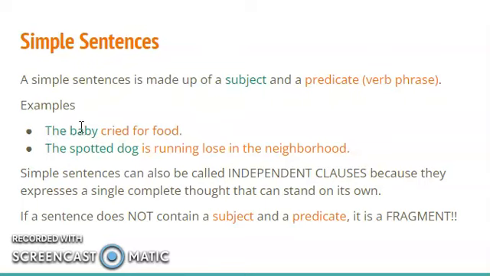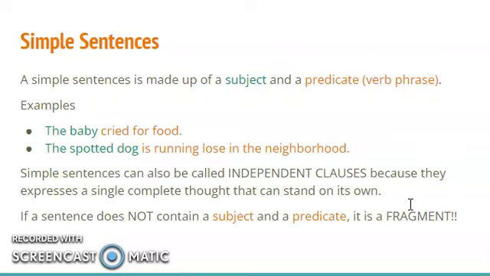We have the baby, which is the subject, cried for food, which is the predicate, and that makes a simple sentence. We also have in this one a simple sentence as well. The spotted dog is running loose in the neighborhood. We have one subject and one predicate or verb phrase. So simple sentences can also be called independent clauses, and this is important to keep in mind as we go on and talk about compound and complex sentences. So definitely keep those in mind.